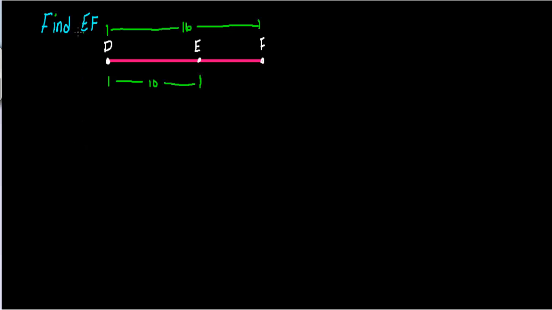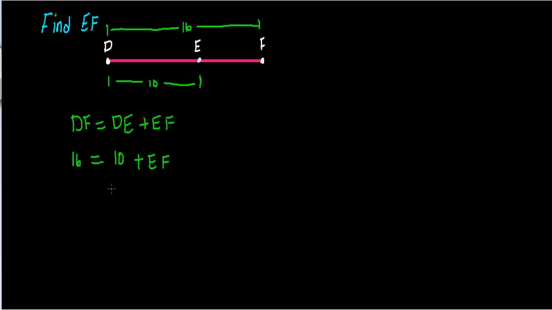Here's an example. It says find the distance between E and F, and the diagram tells us the distance between DF and the distance between DE. So we can write a statement using the segment addition postulate. We know that the distance DF will equal the distance between DE plus the distance between EF. Then we substitute the information from the diagram. DF is equal to 16, equals DE, which is given as 10, plus EF. And now we're looking for EF, so we can solve for EF as any normal equation.